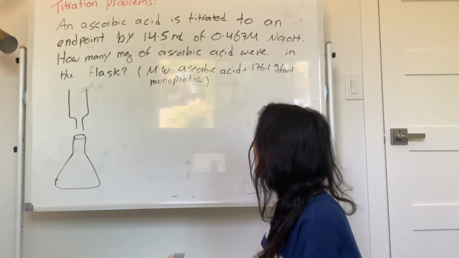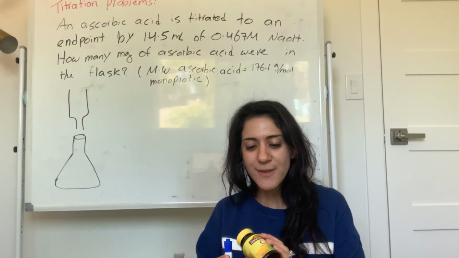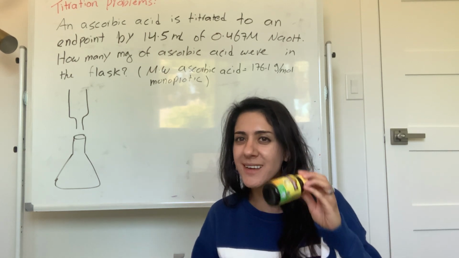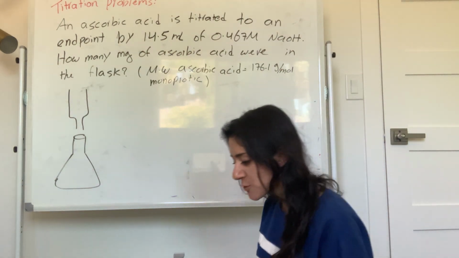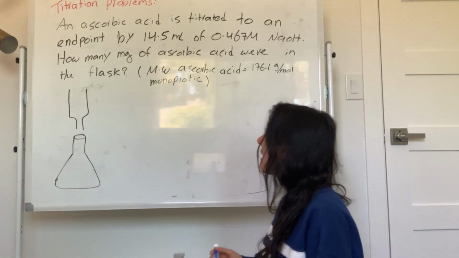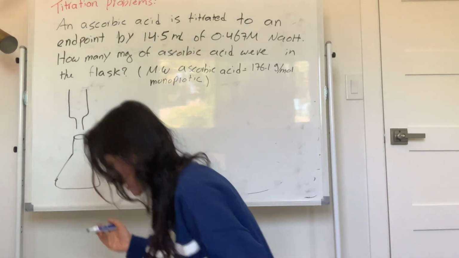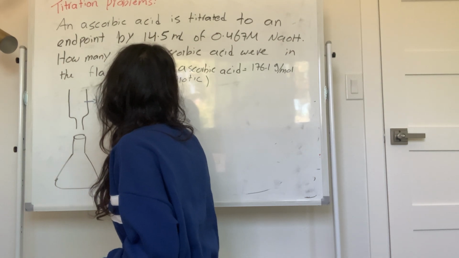So in this problem, you have an ascorbic acid. Every time you take a vitamin C pill, I want you to remember that vitamin C is ascorbic acid. So in this problem, we have ascorbic acid and we titrated it with sodium hydroxide. So over here, I have sodium hydroxide.